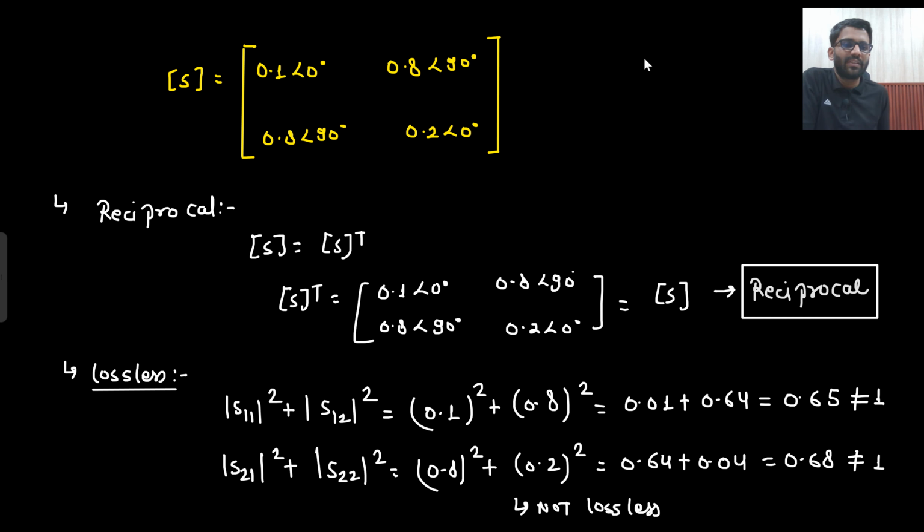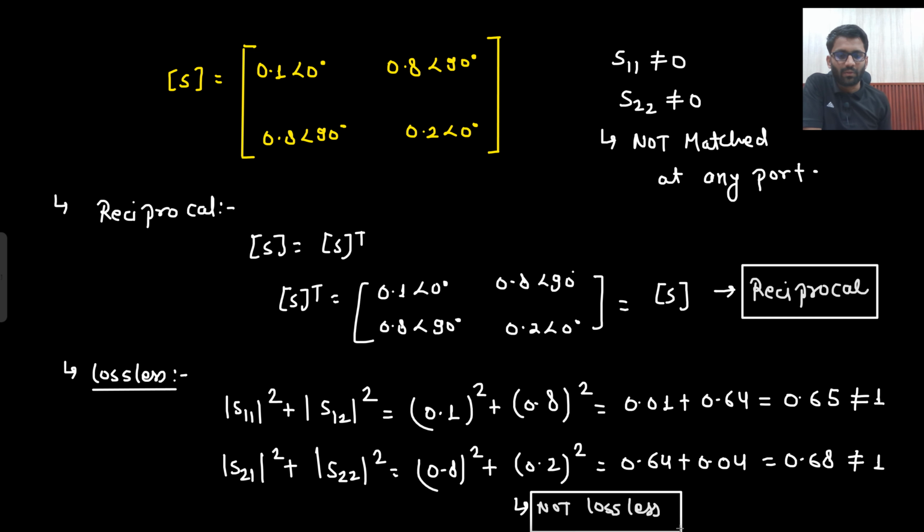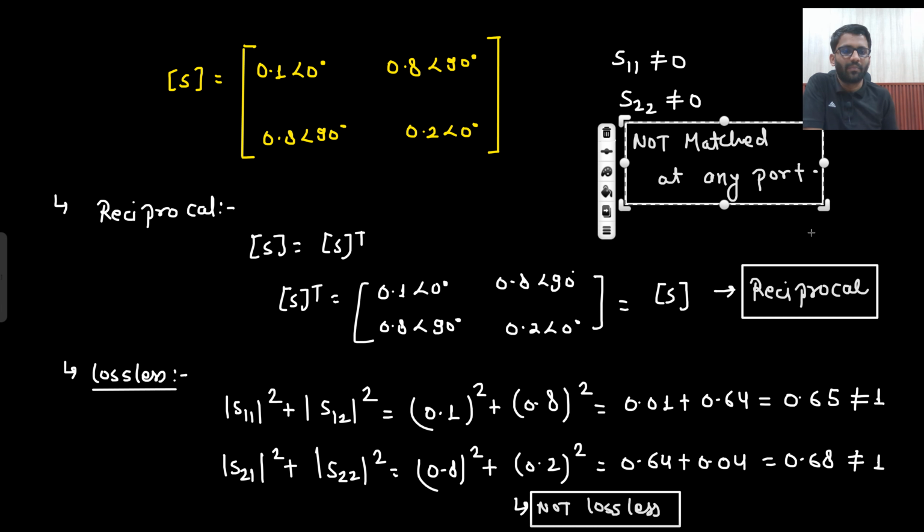And what about matched? Here you can see that S11 is not equal to 0 and S22 is certainly not equal to 0. That means reflection coefficients are finite. So certainly it is not matched at any port, because neither S11 is 0, nor S22 is 0. Okay, so the answers: not lossless, not matched at any port.